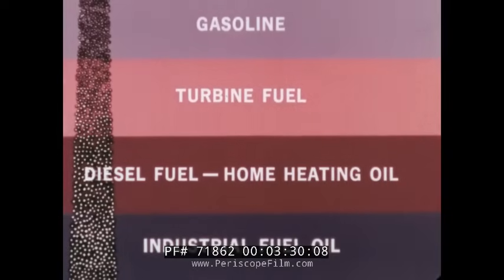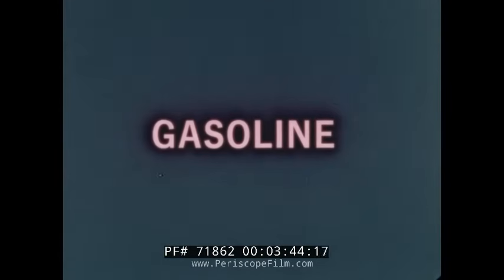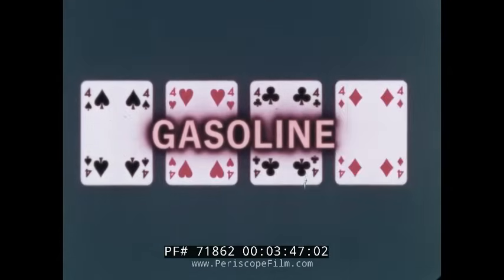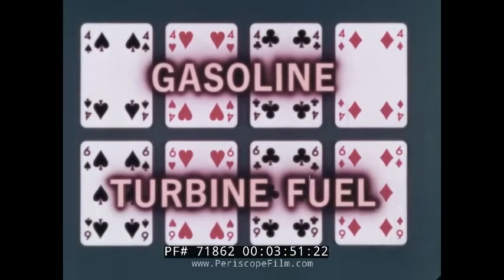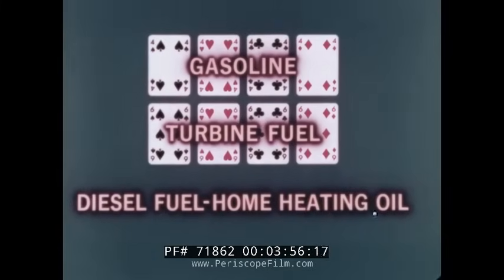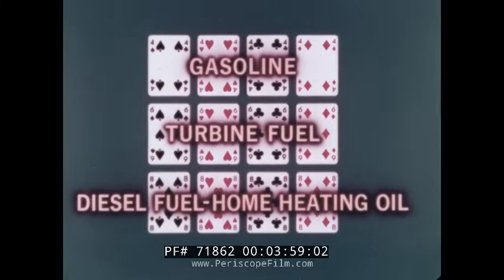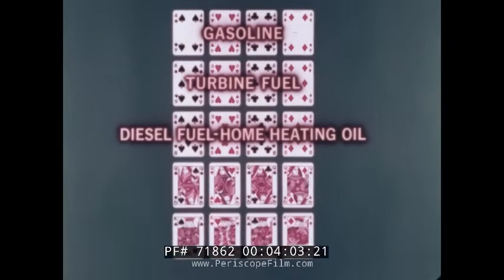To help understand the idea of boiling fractions, consider crude oil as a pack of playing cards, all shuffled up. The gasoline fraction can be thought of as the 4s. The turbine fuel fraction as the 6s. The diesel fuel and home heating oil fraction as the 8s. And the fractions with the highest boiling ranges, the queens and kings.